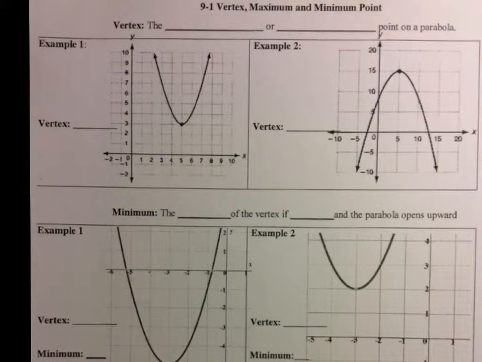So, to start off, let's define what a vertex is. A vertex is the highest or lowest point on a parabola. So highest or lowest point on a parabola. So let's look at example 1.